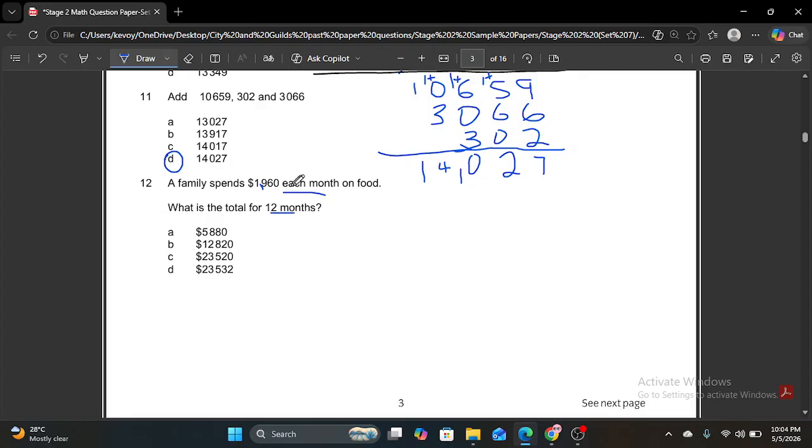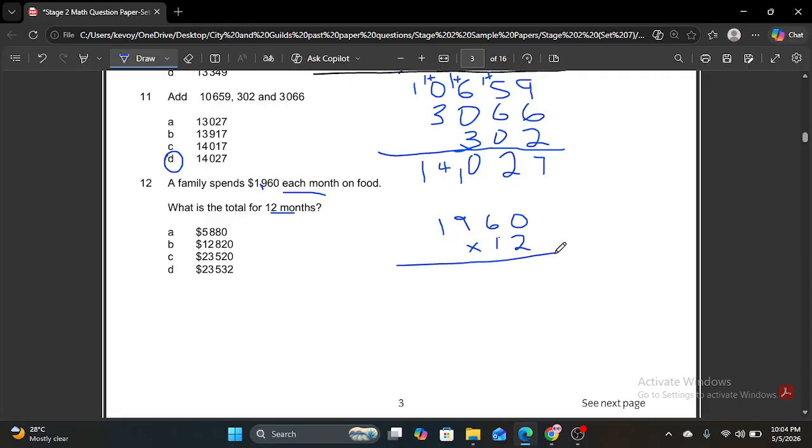So we're going to multiply. Why are we going to multiply? Because this is what they spent every month. We want to know how much they spend for 12 months. So we'll just multiply what they spend for 1 month by 12. That's the long and short of it. So 1,960 multiplied by 12.